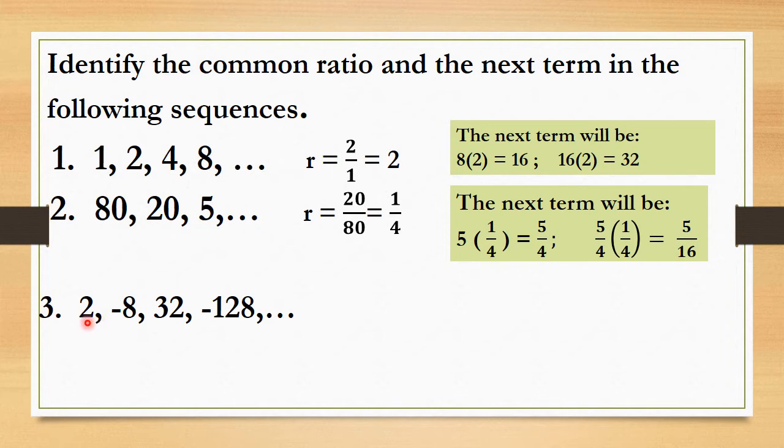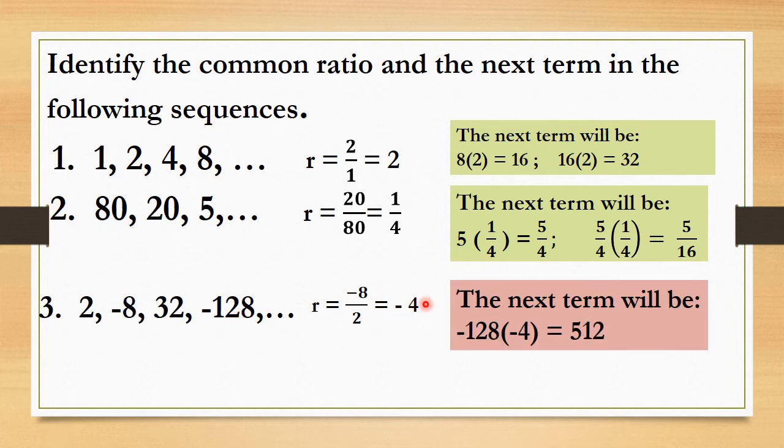Next, 2, negative 8, 32, and negative 128. To find the common ratio, let us divide negative 8 by 2. Our common ratio is negative 4. To find the next term after negative 128, let us multiply negative 128 by negative 4. And that is positive 512.